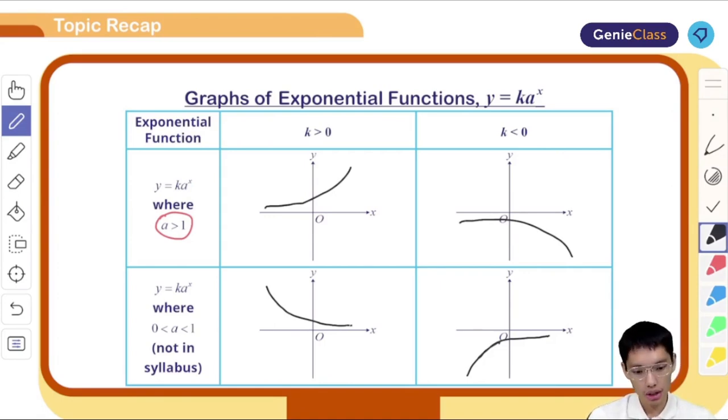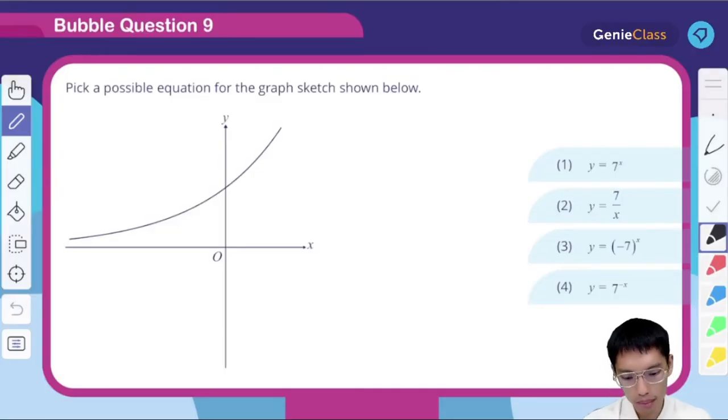Now, next up, let's refer to first bubble question number 9. Very fast. Look at the equation, look at what it looks like. Launching the bubble launcher in 3, 2, 1. Let's go. What do I have? Wow, that's a very fast response from everyone. Good job, doing well. Alright, last 40 seconds.